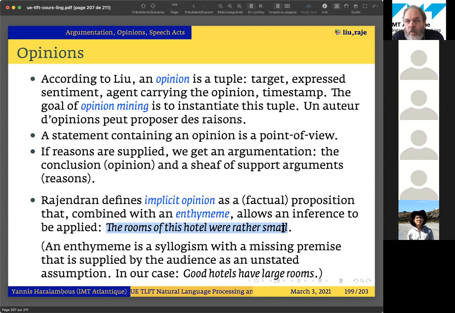Here it means a rule saying how do we classify hotels with respect to the size of rooms? Well, the better the hotel, the bigger the rooms. So when I'm saying the rooms of this hotel were rather small, I'm giving an implicit opinion. Can the computer parse this? Yes, it's using this enthymeme, using some rules which can be taught to the computer. And once the computer knows that good hotels have big rooms, it can go the other way around and say, when this person says rooms are small, he or she means the hotel is not good.